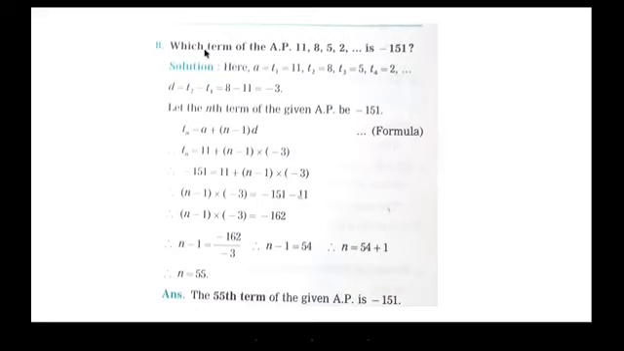Eighth one. Which term of the AP 11, 8, 5, 2 and so on is minus 151? So again we have to find out which term. That means we have to find the value of n. Okay, so here AP is given. So the first term A, that is T1, is 11, T2 is 8, T3 is 5 and so on.